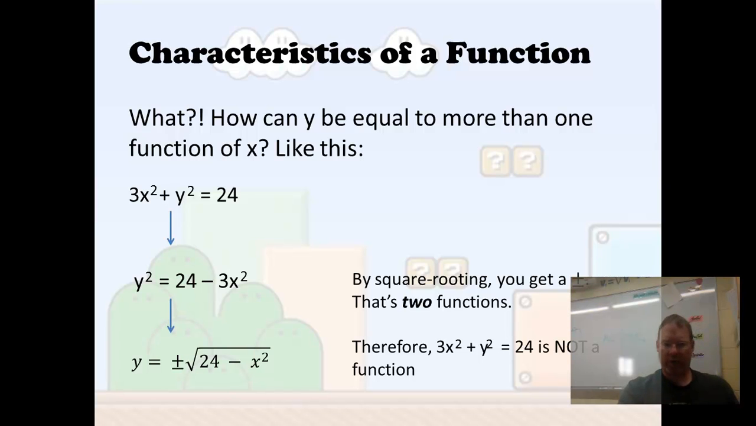So really that's all there is to know about the definition and characteristics of a function.